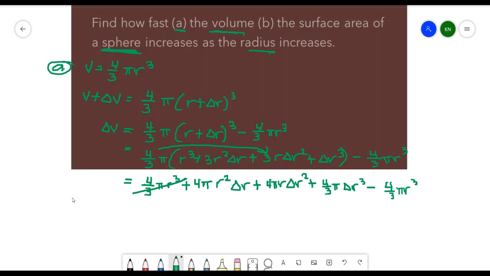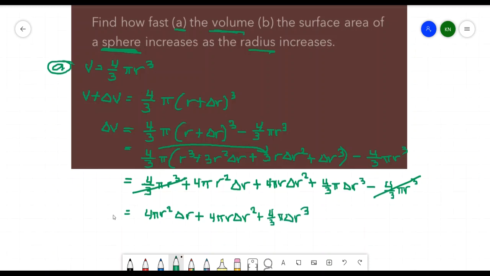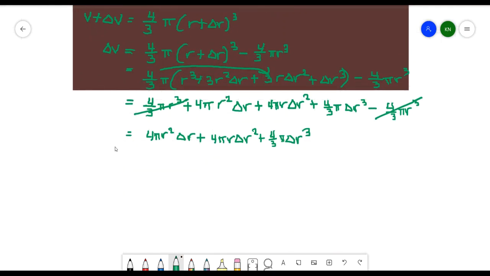Now we can cancel this term and cancel this term. So what we have left is 4 pi r squared delta r plus 4 pi r delta r squared and 4/3 pi delta r cubed. So next is, after we have simplified or transformed our function, we just have to divide that by delta r. Divide both sides by delta r.